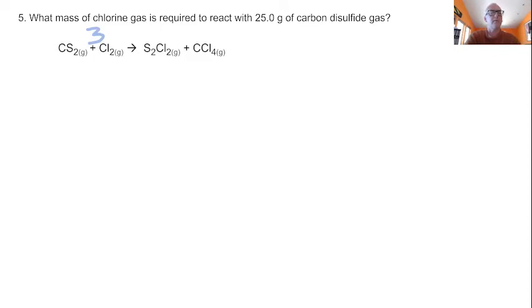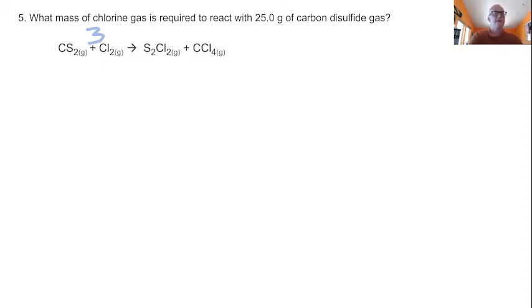Yeah, 1 mole of carbon, 2 moles of sulfur. Yeah, so now we're good to go. So what will we do next? So we have 25. Which one is carbon disulfide? The one on the left. Yeah, the CS2.